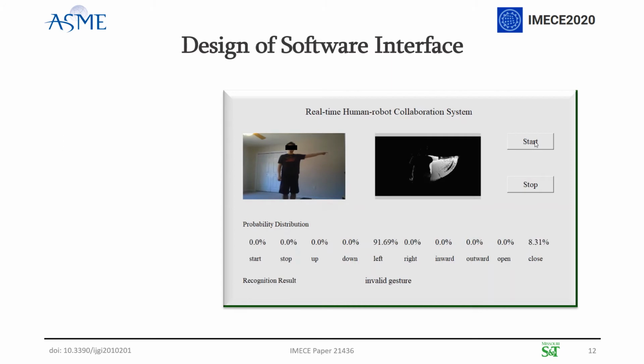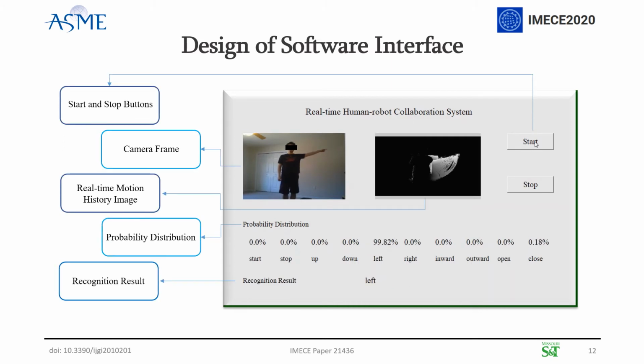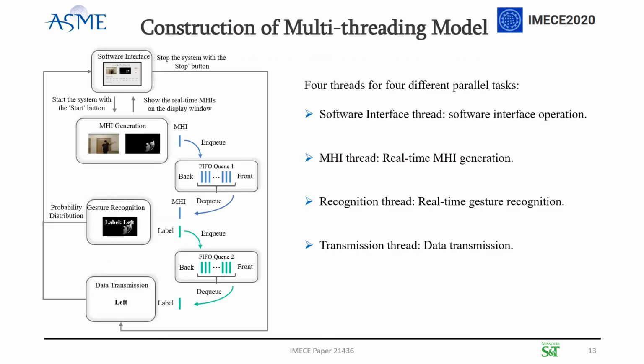This is the software designed for system operation and visualization, including 2 buttons, 2 windows, a probability distribution label, and the recognition label. And this is a real-time motion history image. In this paper, we constructed a multi-threading model so that 4 different tasks can be conducted in parallel at the same time. Here we can see the software thread, MHI thread, recognition thread, and transmission thread. A lot of different variables were transmitted between all these threads in real time.